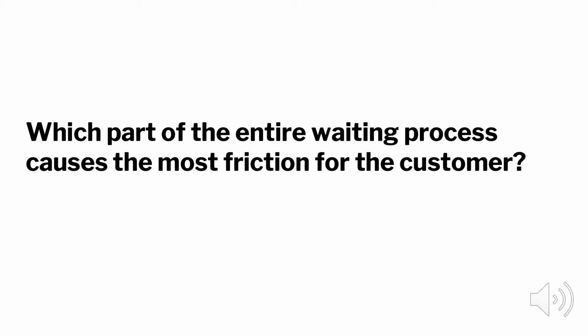Now let's take a look at the results I got from my survey and my design recommendations. These first set of graphs all have to do with the inconveniences of the line. I want to answer the design question, which part of the entire waiting process causes the most friction for the customer?